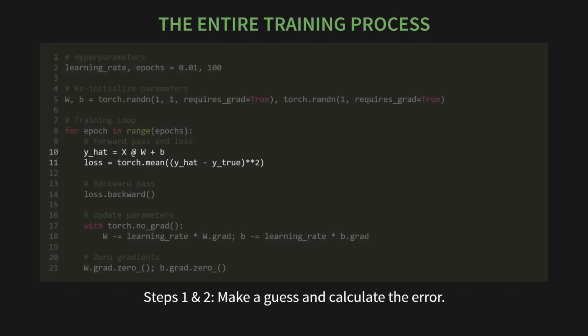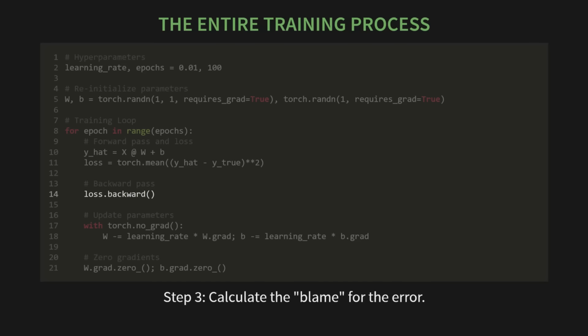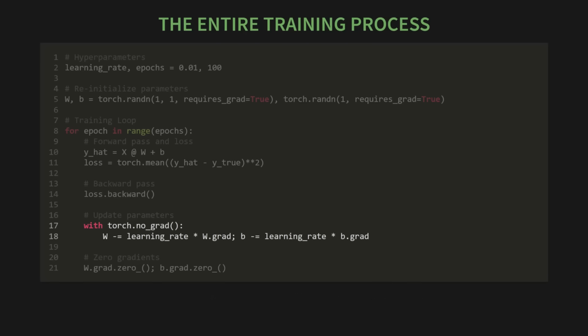We do our forward pass to make a guess, which is y hat, and then we calculate our error, which is the loss. Next is step 3, the backward pass. We call loss.backward to calculate the blame for the error, in other words, the gradients. And here's the new part.